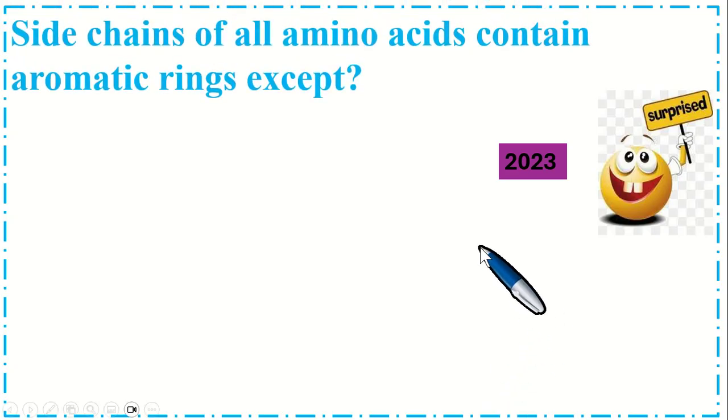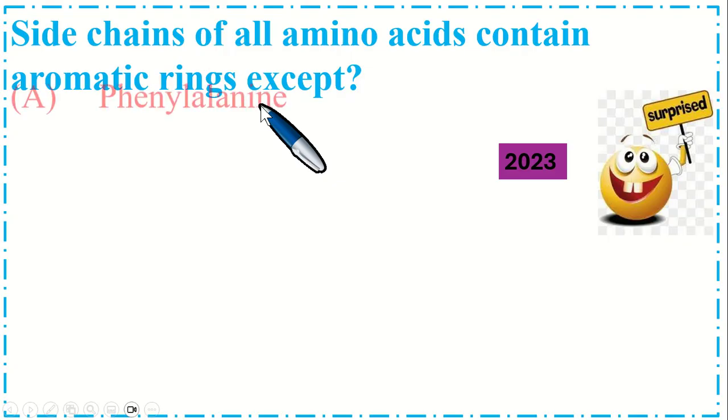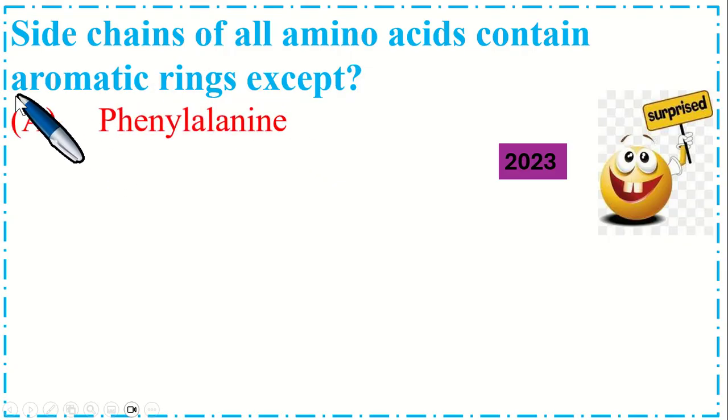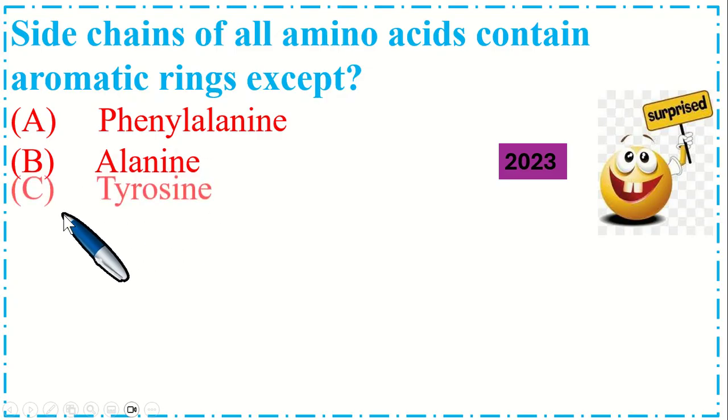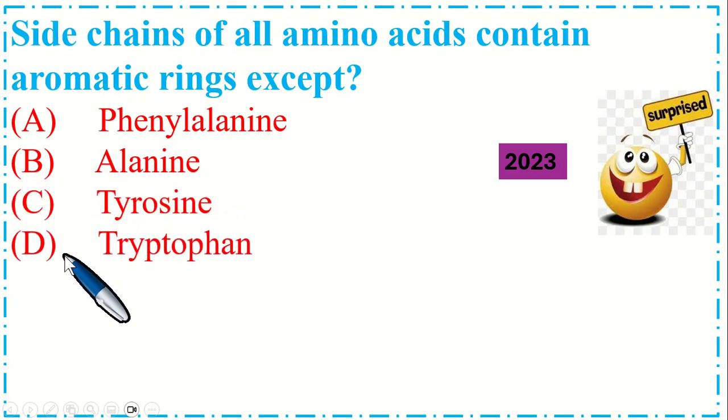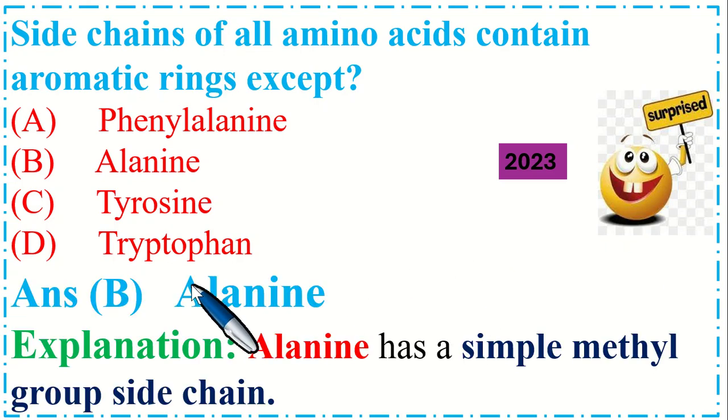Dear students, this is very important MCQs. Side chains of all amino acids contain aromatic rings except option A phenylalanine, B alanine, C tyrosine, and option D tryptophan. So the correct option is B alanine. Explanation is alanine has a simple methyl group side chain.